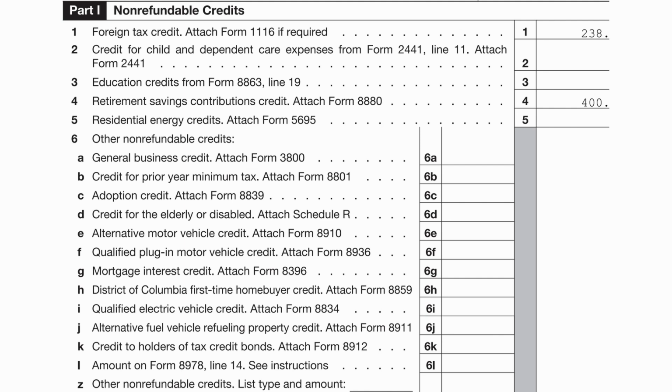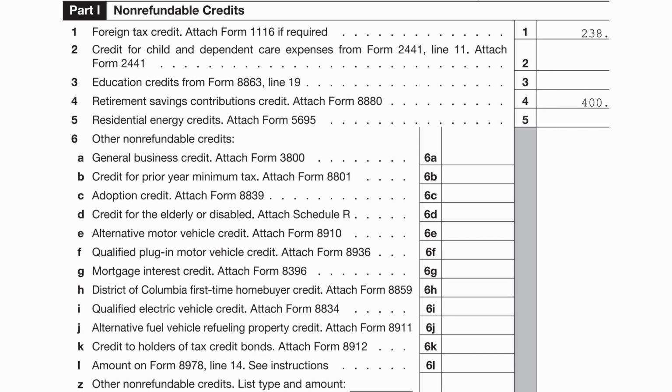First, let me talk about how that $638, what appears to be my tax bill, actually became $0. And that is through the magic of tax credits. So I had two tax credits this year on my tax return. The first one is the foreign tax credit, and the second is the retirement savers credit.